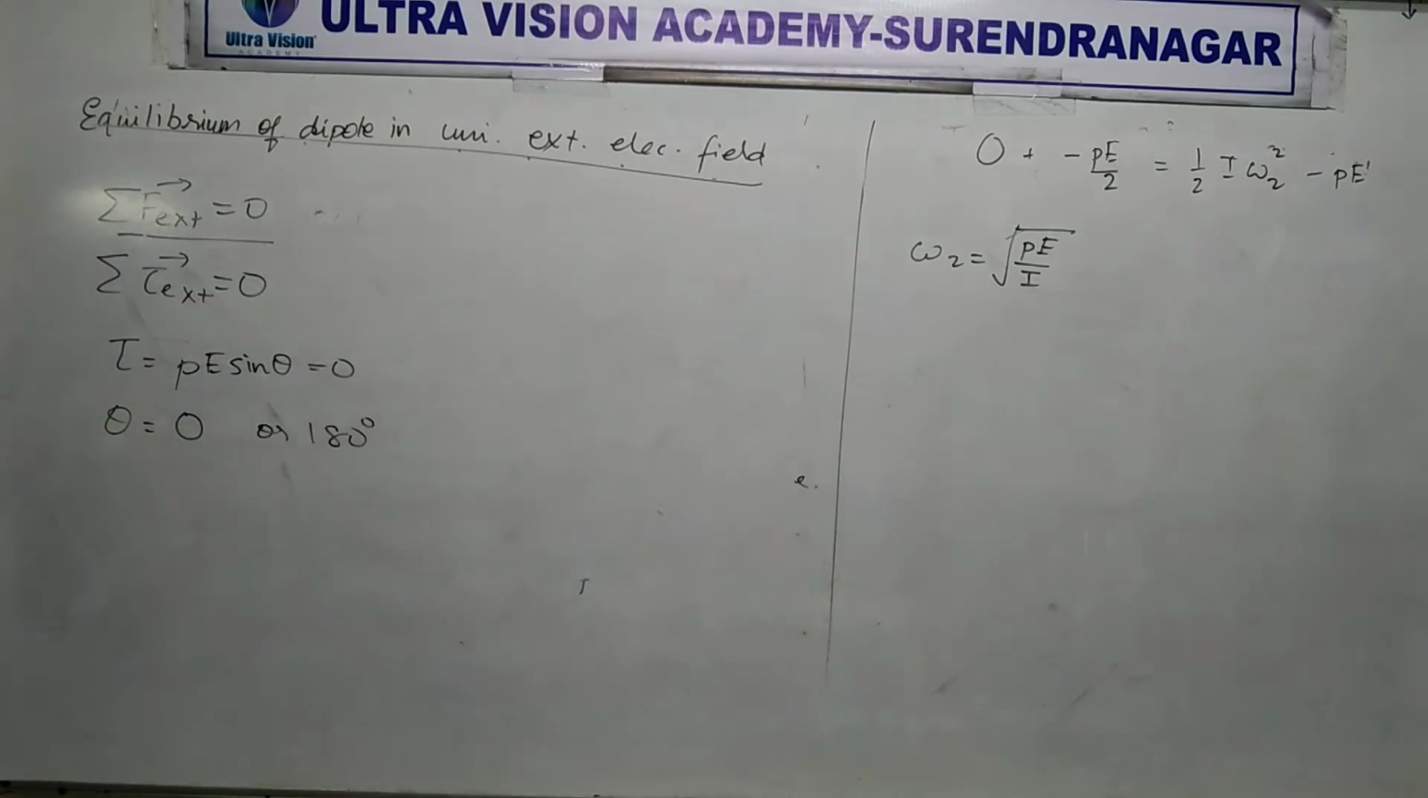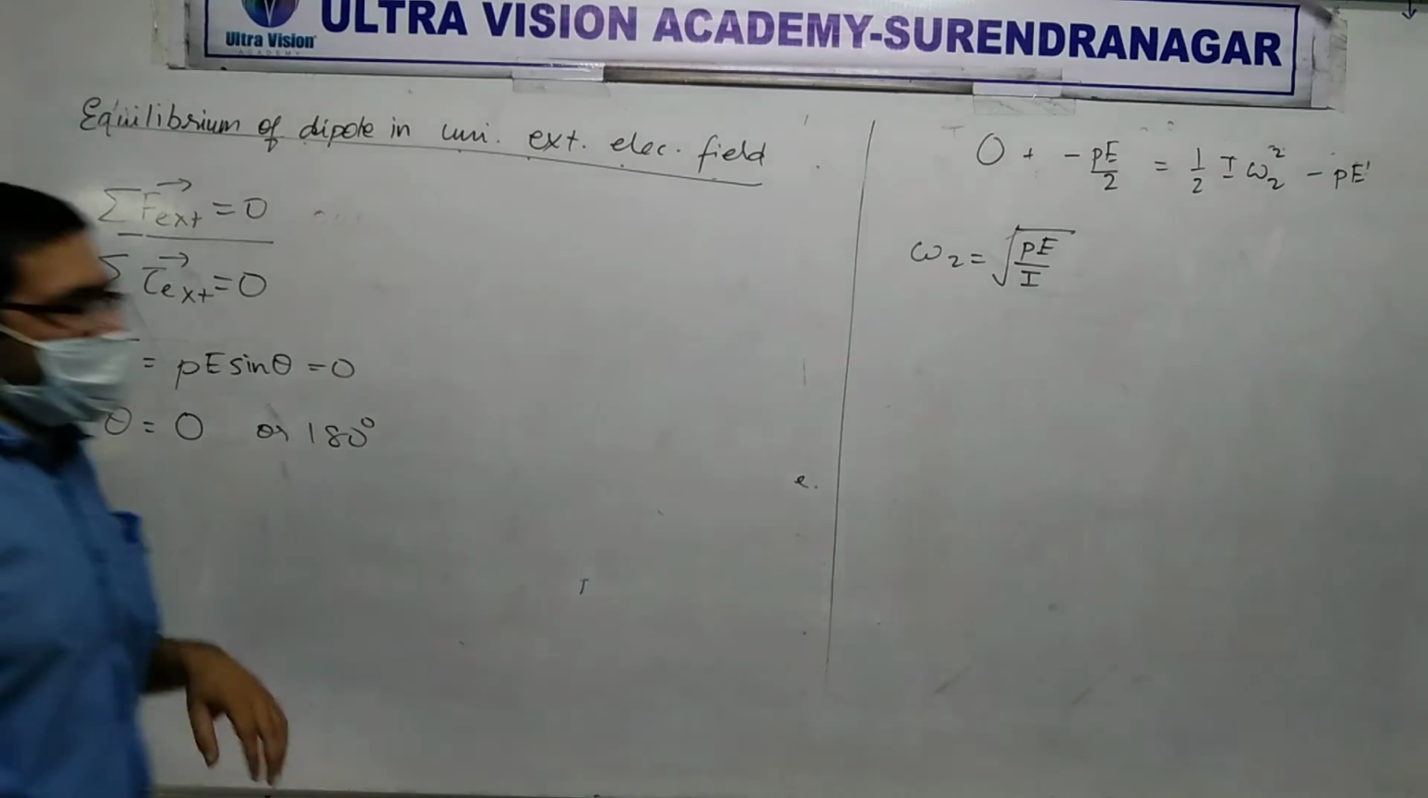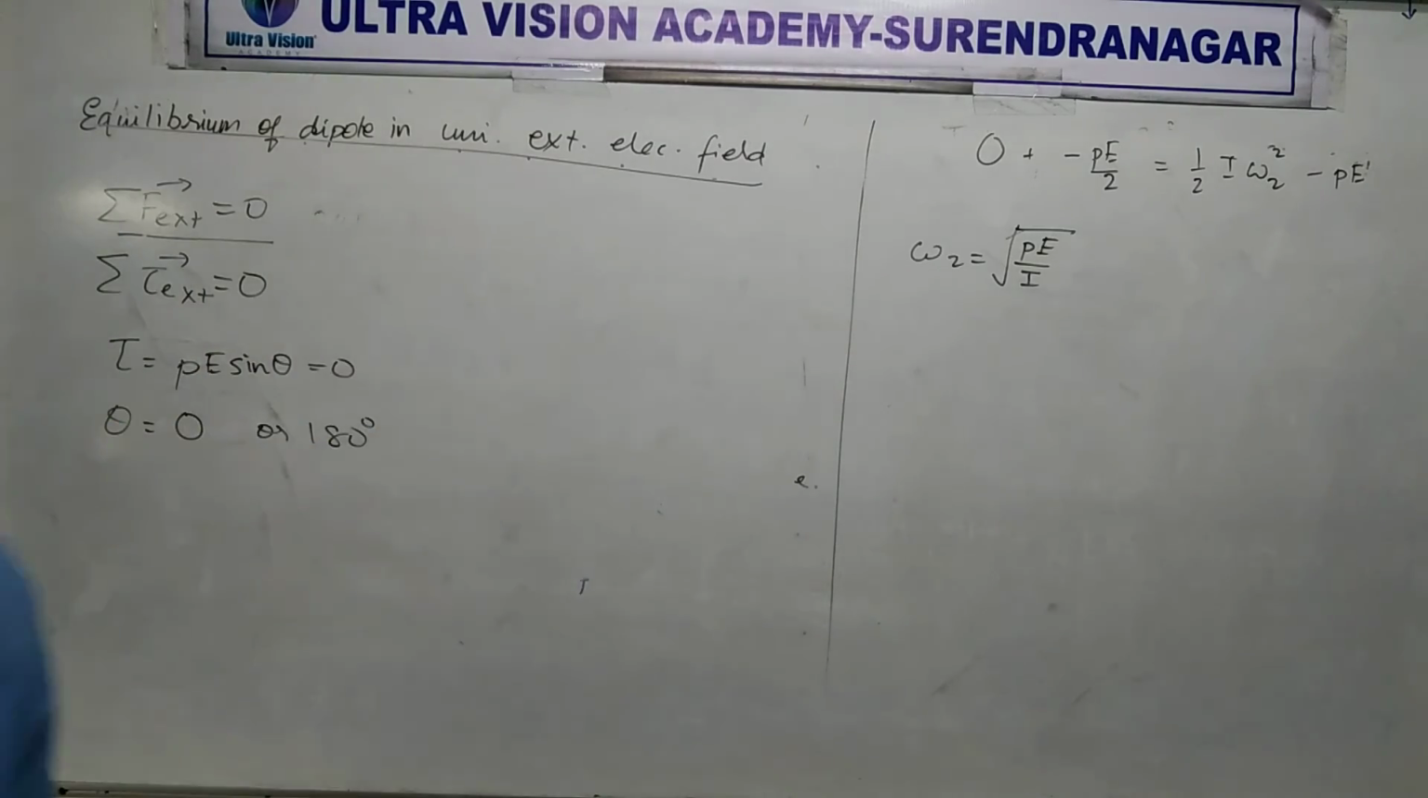Okay, theta is 0 or theta is 180. There are two possibilities. Is that clear? Fine, everyone gets that? Theta is 0 or theta is 180. So there are two equilibrium positions. Let's talk about the first one.